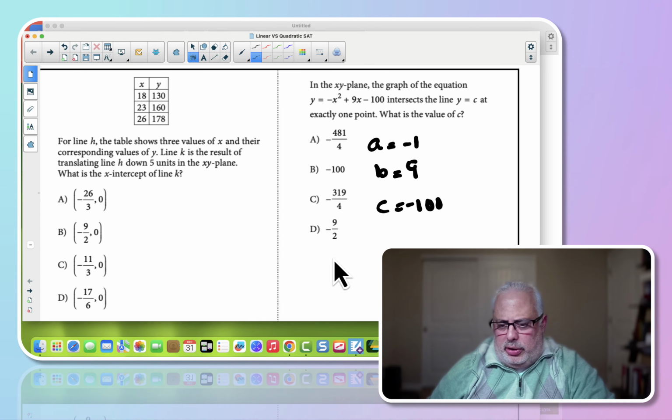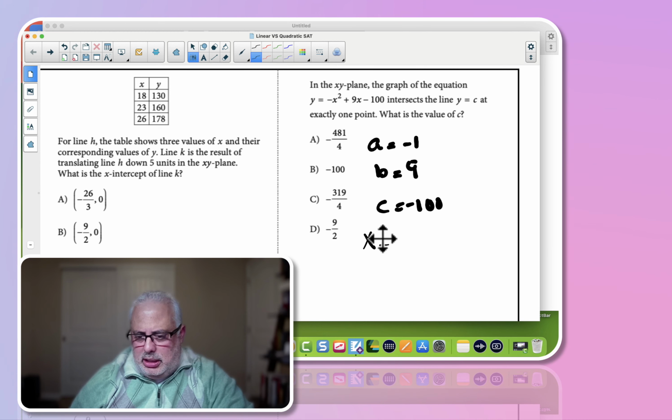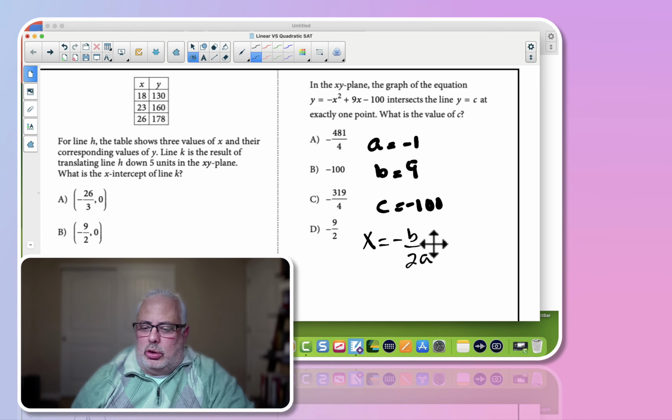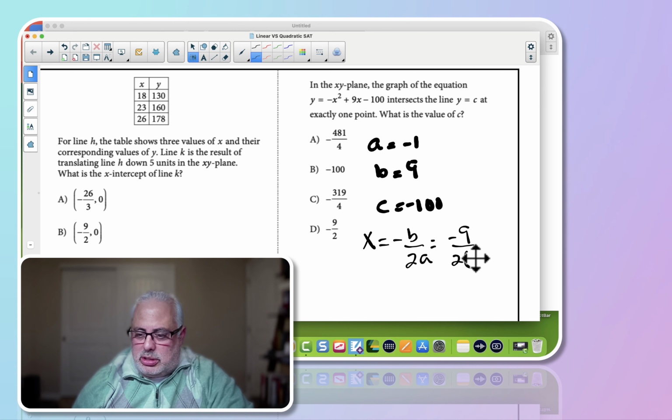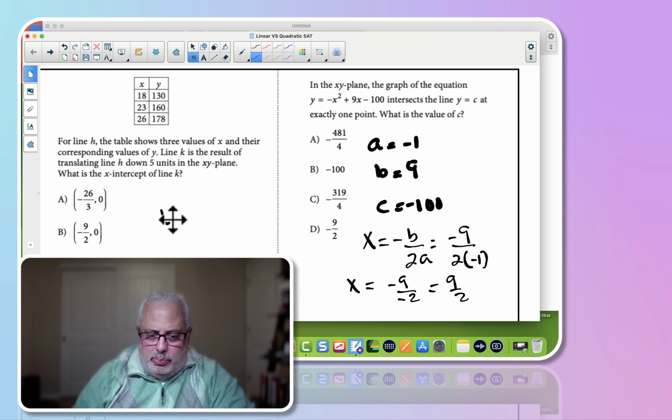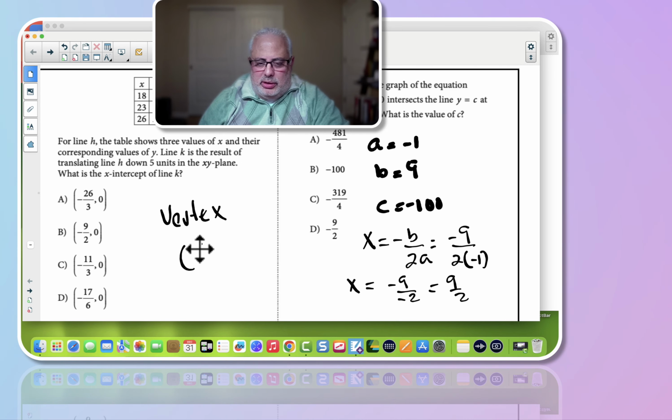The x-coordinate of the vertex can be found this way: x equals minus b over 2a. By the way, this is the axis of symmetry too. So this one will be minus 9 over 2 times -1. So x is -9 over -2, or 9 over 2. So the vertex here has x equal to 9 over 2.